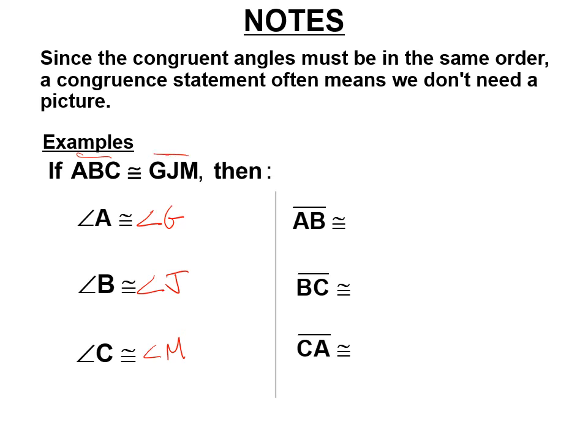AB must be congruent to GJ. Now, when you do sides, you can switch the order of the letters, but why would you? Let's keep A and G always in the same spot as each other, and so on. And BC is congruent to JM. And you can say that as side JM or line segment JM, either way. And then CA is congruent to the side MG.